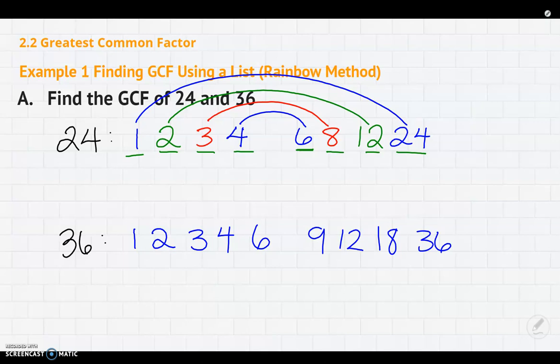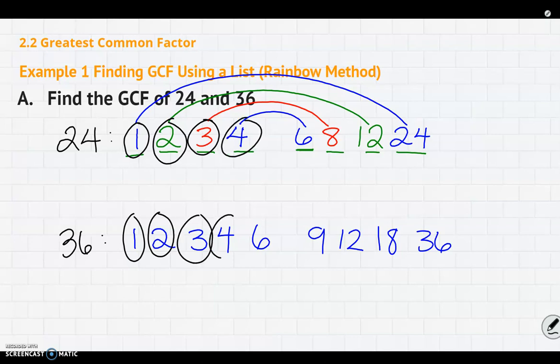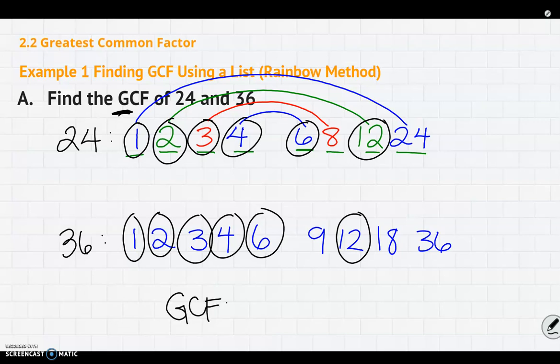So, because we're trying to find the greatest common factor, I'm going to go ahead and circle all of the ones that they have in common, or in other words, all of the factors that they share. So 1 and 2, they both have a 3, they both have a 4, they both have a 6, and they both have a 12. And I believe those are all of the ones that they have in common. Now, since I'm trying to find the GCF, the greatest one that they have in common, I'm just going to choose the largest of the ones I just circled. Well, the largest of them was 12. So I'm just going to say the GCF between 24 and 36 is 12.